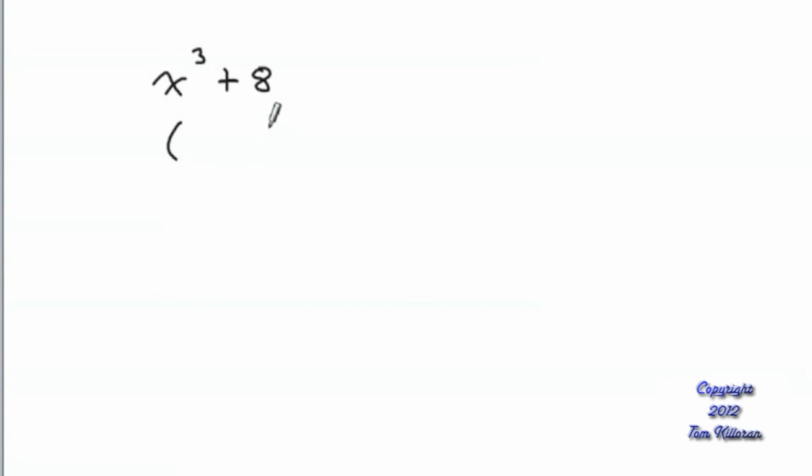All right, so we're going to take the cube root of everything. The cube root of x cubed is x. And then the cube root of 8 is 2. So that gives us the binomial term. Now we just need the trinomial.